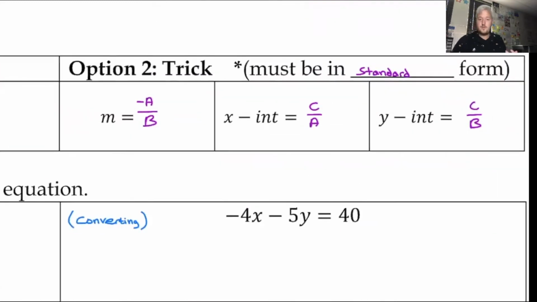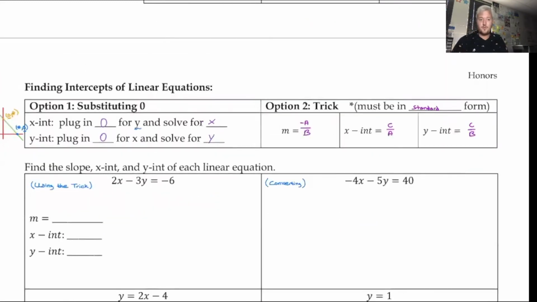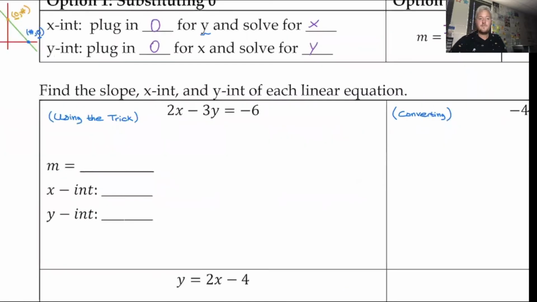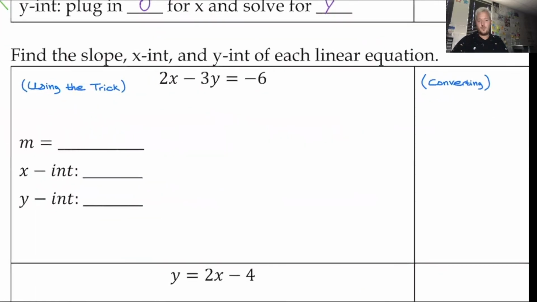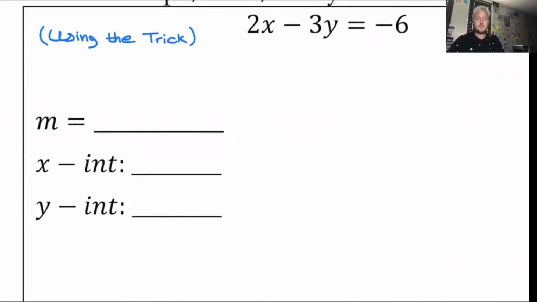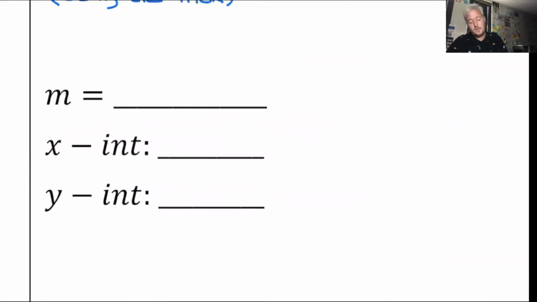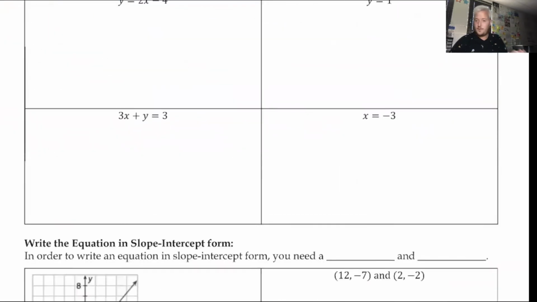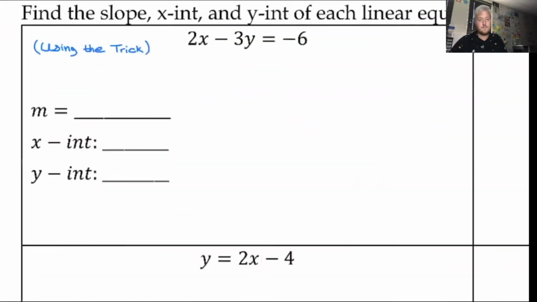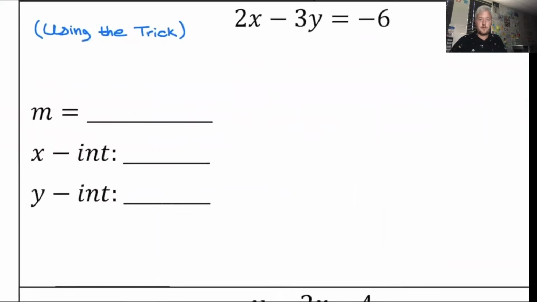You can also do the standard form trick, and I'm going to do both so you can get an idea. All right, for these, we want to find the slope, the x-intercept, and the y-intercept of each of these linear equations. For this one, I made a little note to myself to use the trick. I give you entries to write out the slope, the x-intercept, and the y-intercept, but I won't always do that. This is just to provide you some structure for right now.